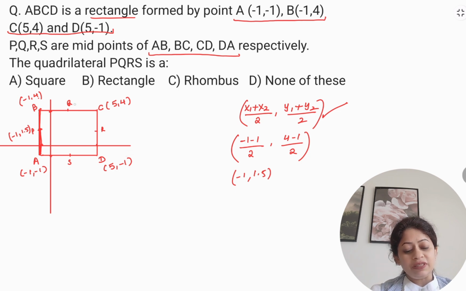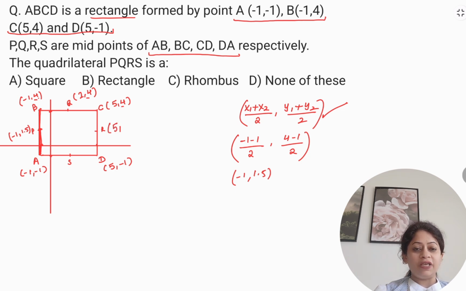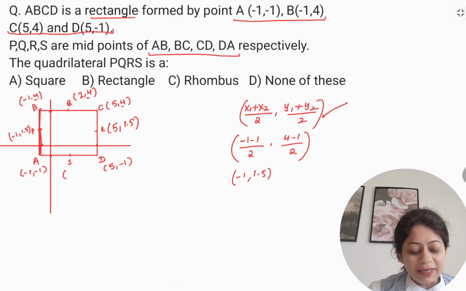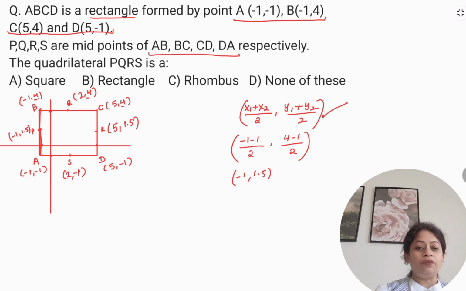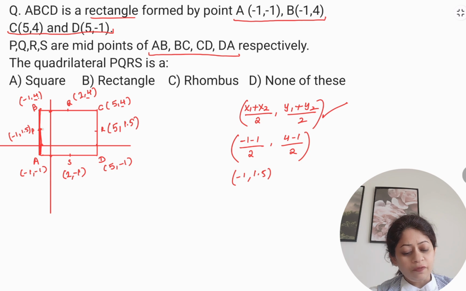Now I will check the point Q. The y coordinate is the same, it remains 4, and for x, 5 minus 1, 4 by 2, it will be 2, using (x1 plus x2) by 2. For R, the x coordinate is the same, so 5 remains, and 4 minus 1 by 2 is 3 by 2, which is 1.5. For S, the y coordinate is the same and 5 minus 1, 4 by 2 is 2. So now we got the coordinates of PQRS.